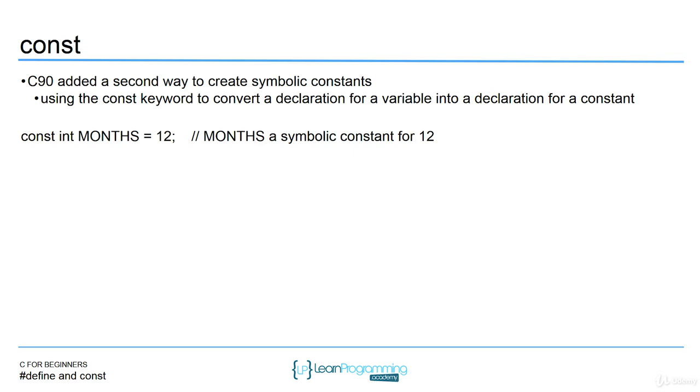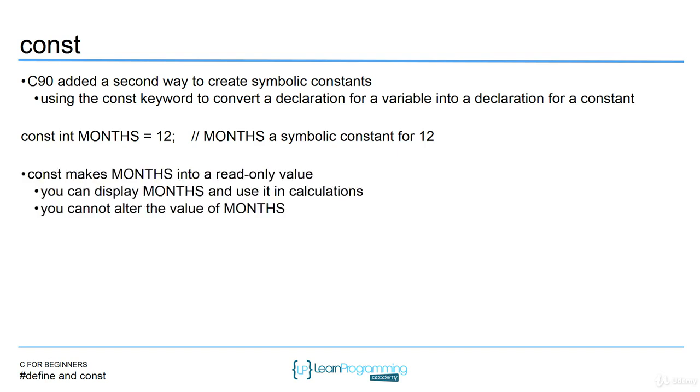We're not calling it a variable because a variable can change, right? That's why it's called variable. You have constants or variables. And constant in months is not a variable, it does not change. Constant makes months into a read-only value. You can display months and use it in calculations. You cannot alter the value of months.